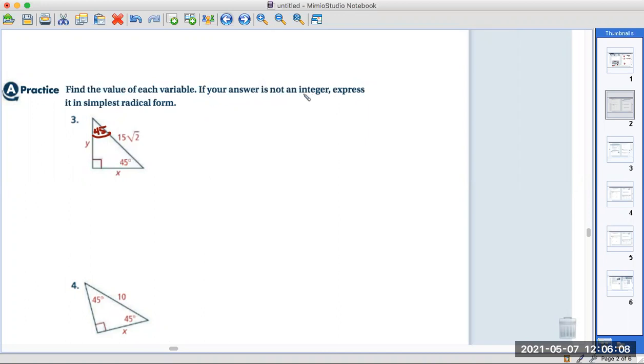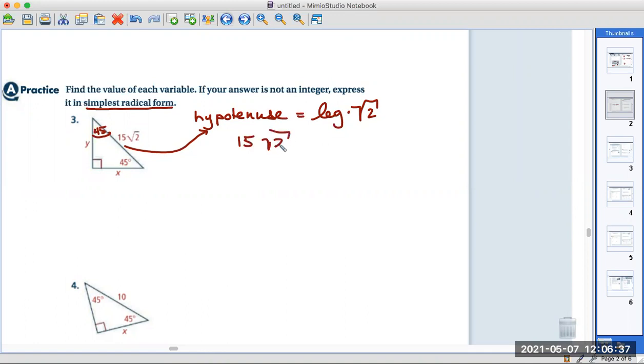If your answer is not a whole number, integer, express it in simplest radical form. So you don't want to come up with a decimal. You want to leave your answer in radical form. So I'll start out with my little sentence. Hypotenuse is the leg times the square root of 2. But I have the hypotenuse. Do you notice this is the hypotenuse? I don't know the leg, call it y.